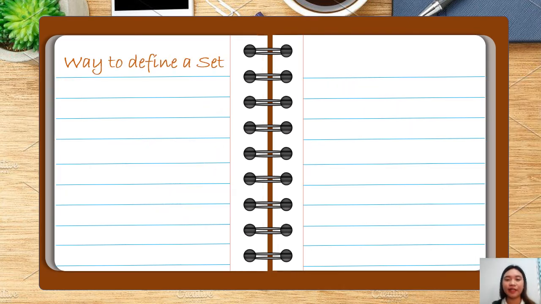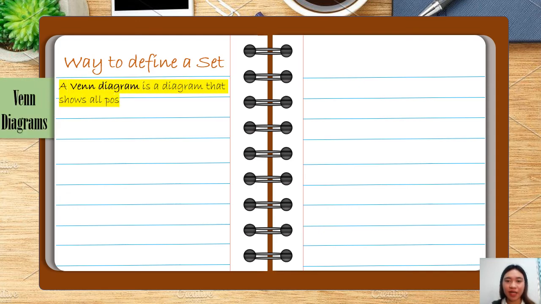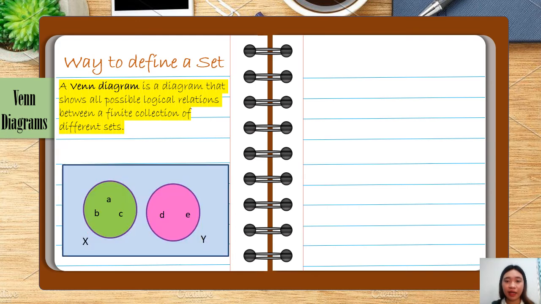The third and last way to define a set is by using a Venn diagram. A Venn diagram is a diagram that shows all the possible logical relationships between a finite collection of different sets. Given a rectangle, the rectangle contains set X and set Y. The set that contains everything under discussion is what we call the universal set.